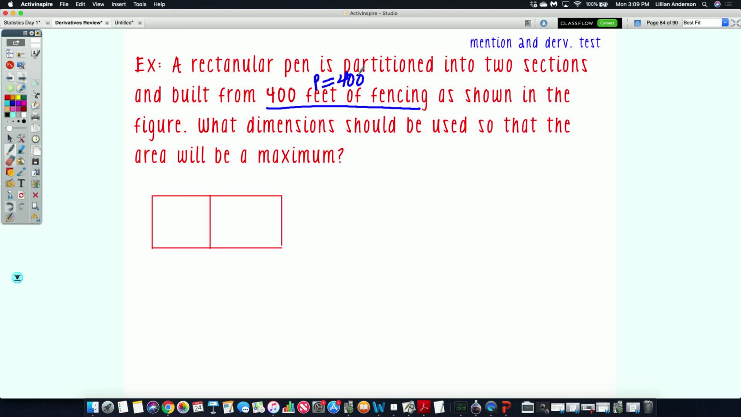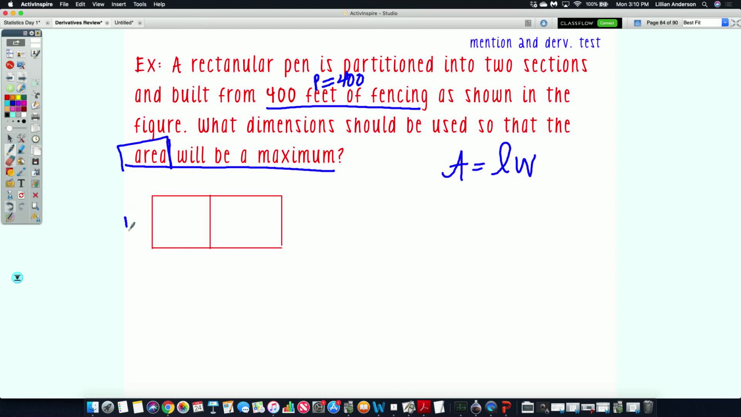It's asking what dimensions should be used so that the area will be maximized. So the equation I'm trying to optimize is the area. What's the area of basically a rectangle? We've got length times width. Okay, so let's see what we're looking at here. Is this going to be my length or my width?